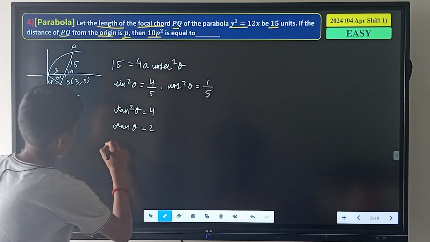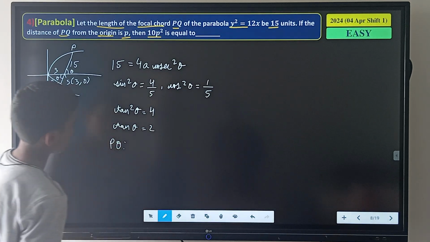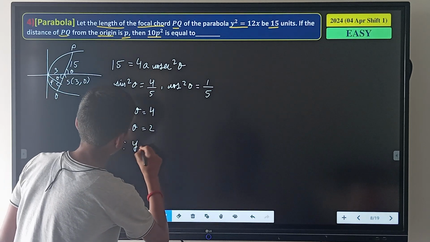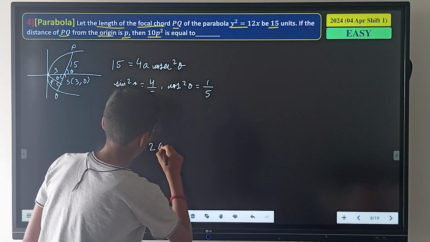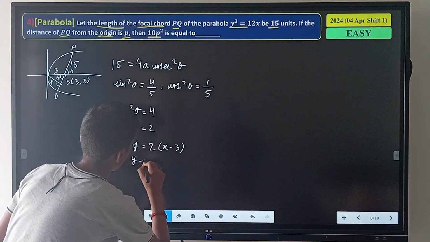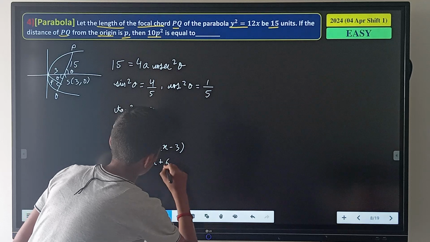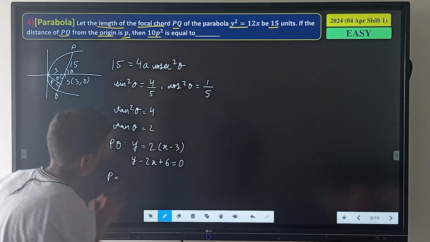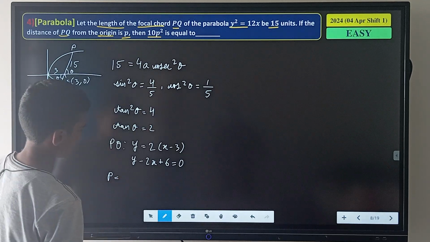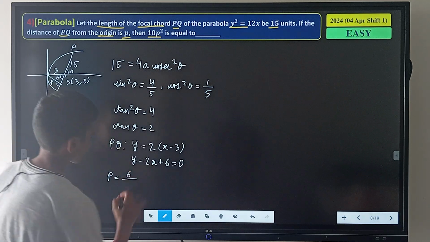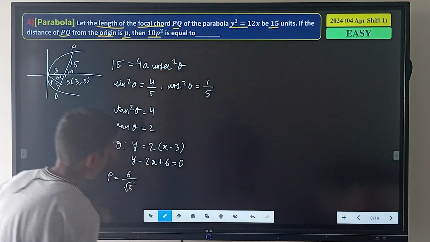So from here I can write my equation of PQ. My slope of PQ is 2 and my PQ passes through the point S. So my PQ is y is equal to 2 times (x minus 3). So this equation will be y minus 2x plus 6 is equal to 0. Now my P will be equal to 6 upon under root of 1 plus 4, which is under root of 5.